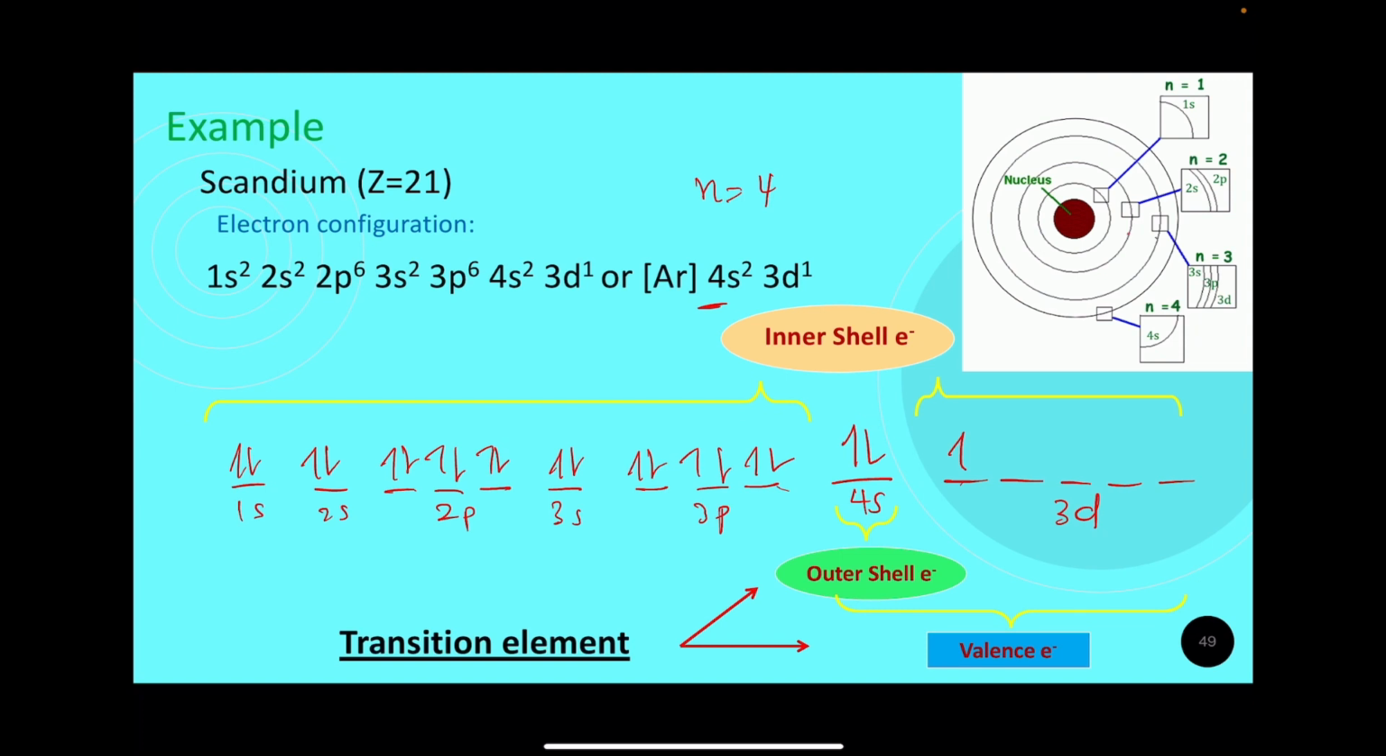Okay, 1 2 3 4. To determine the inner shell, outer shell and valence electrons for a transition element, scandium is a transition element, right. The inner shell is the shell that is inside, close to the nucleus. So the outer shell is of course at the fourth N, and the inner shell is at the third, second and first. N1, 2, 3 are the inner shells.